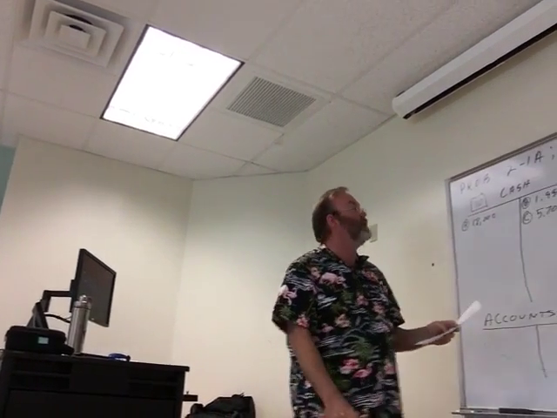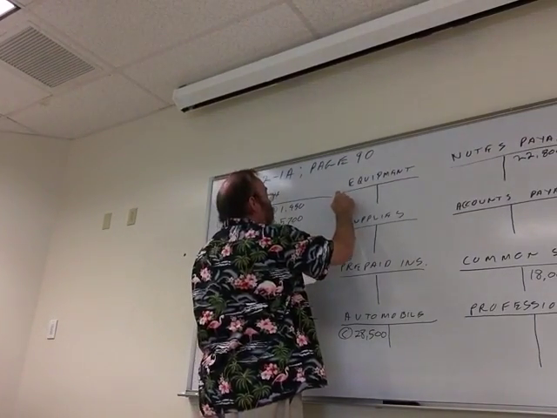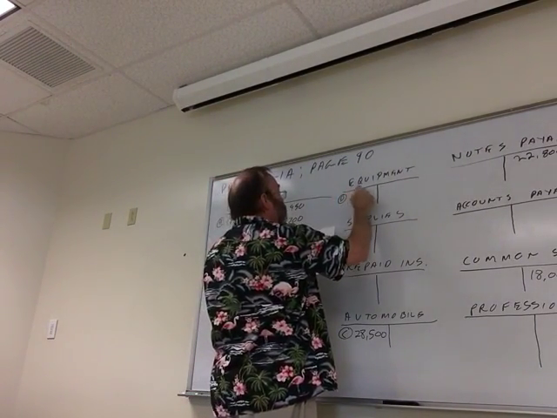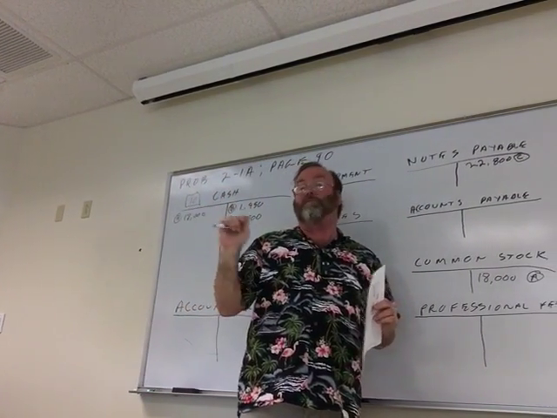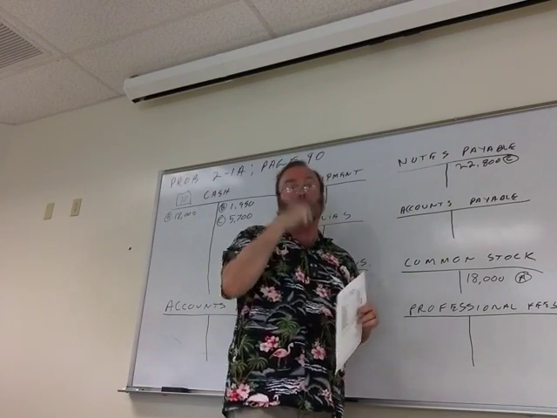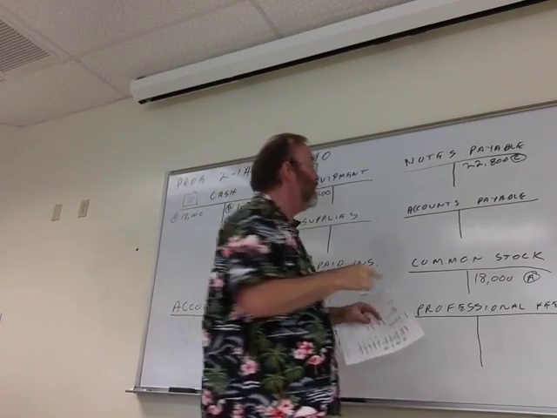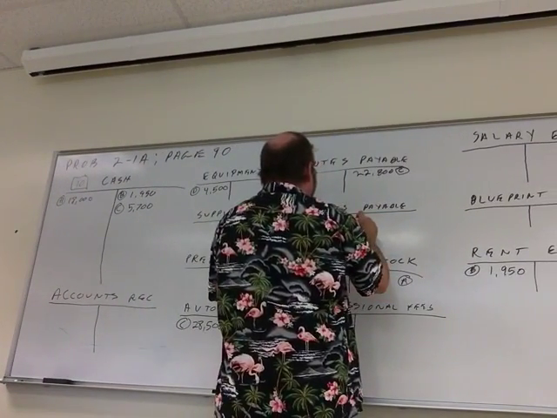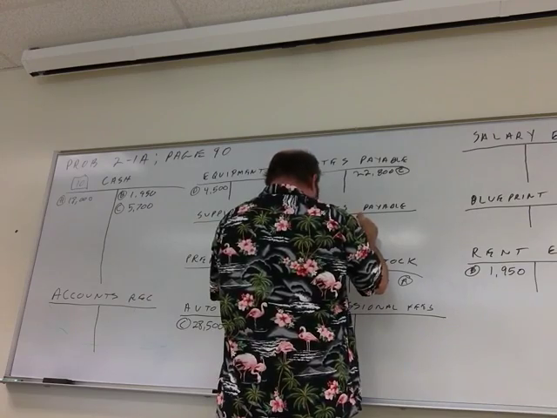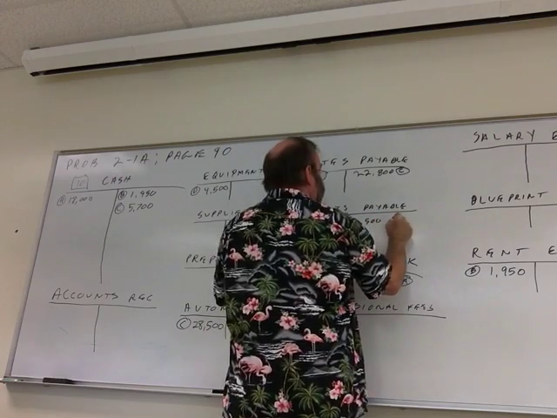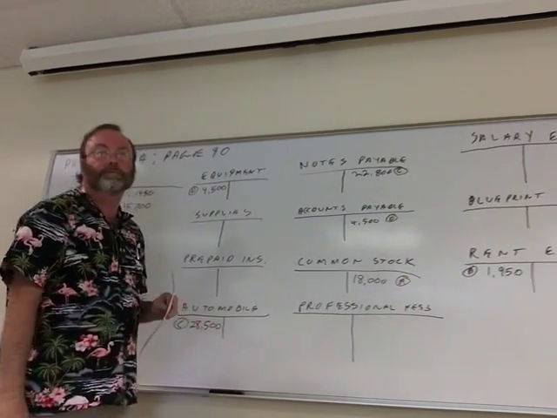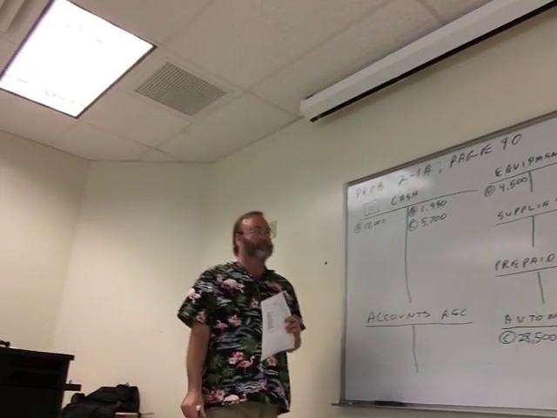D, we purchased office and computer equipment on account, $4,500. So this is just generic equipment, $4,500. And it's on account. So we didn't sign a legal document, a promissory note, promising to pay this office equipment supplier. It's just an informal promise to pay. So $4,500, D. Okay?